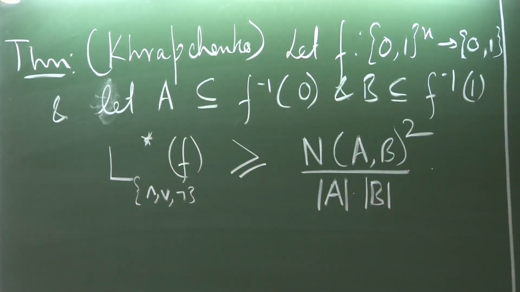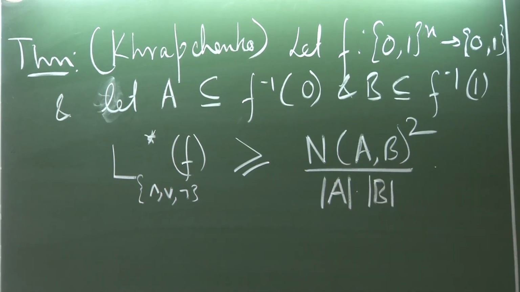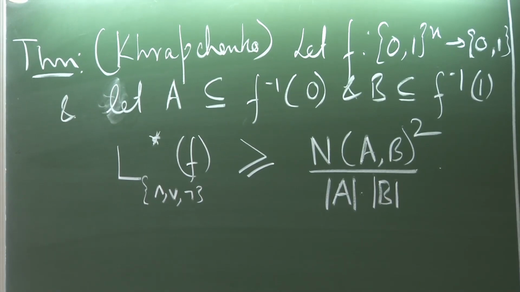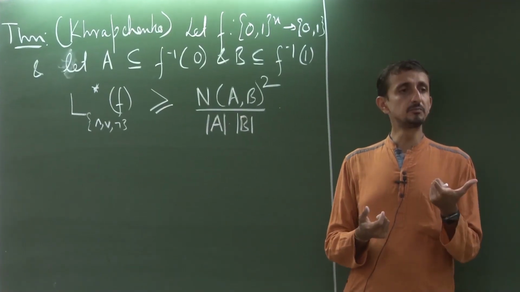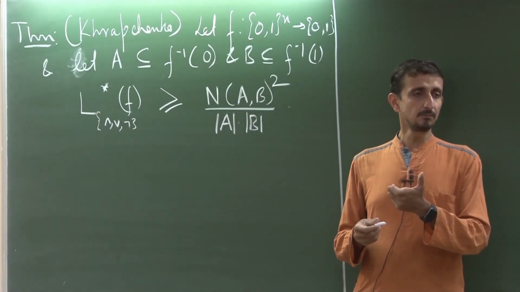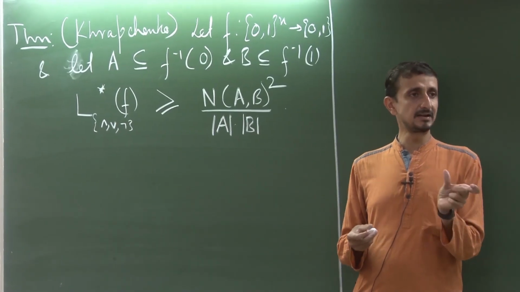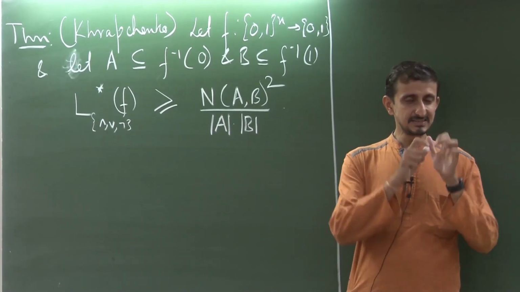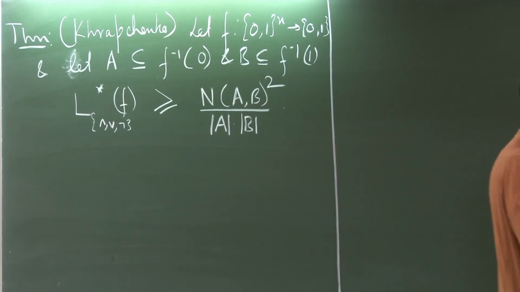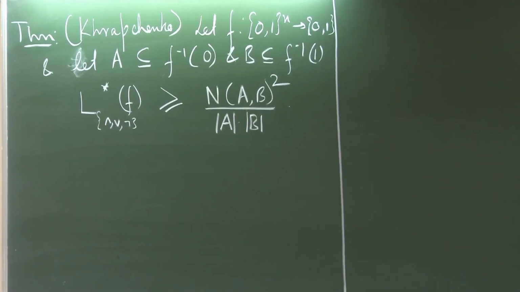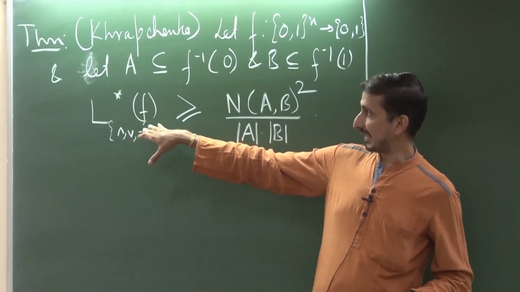So, let us try to understand this once more. N(A,B) is basically the number of tuples from A cross B, where the first element of the tuple is from A and the second element is from B, of the form sigma comma tau, such that the Hamming distance between sigma and tau is exactly 1. Intuitively, these are two strings which are almost the same, except that they differ in exactly one bit.